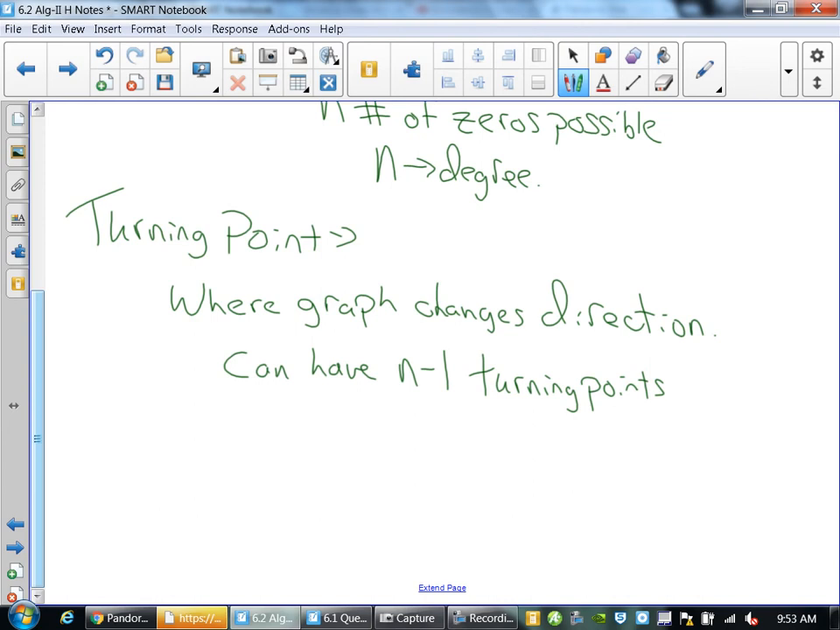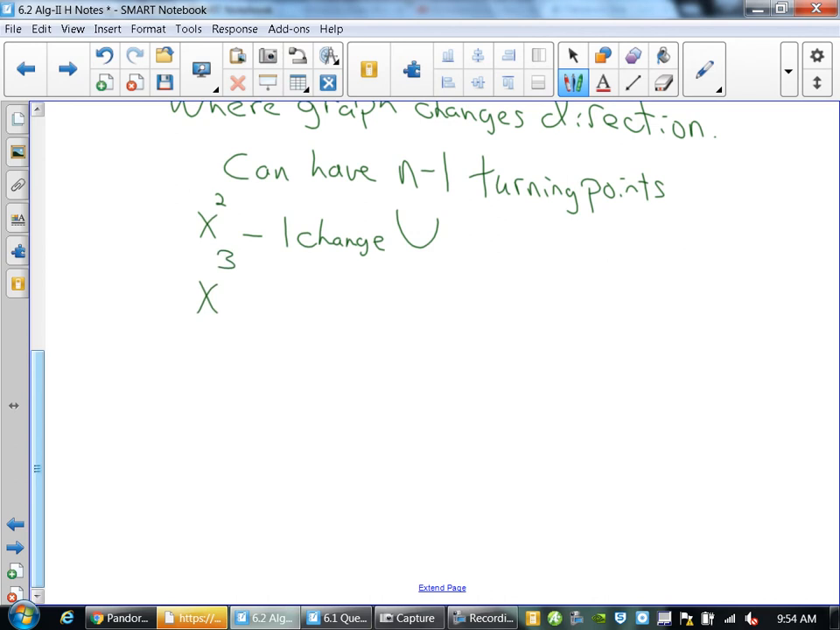For example, if you have a quadratic, how many times does it change direction? Once. Up like a cup. It just goes back and forth. It has one change. It looks like that. If you have a cubic function, how many times can it change direction? Two. It could change twice, and it would look something like that.